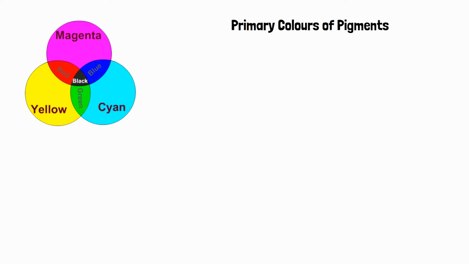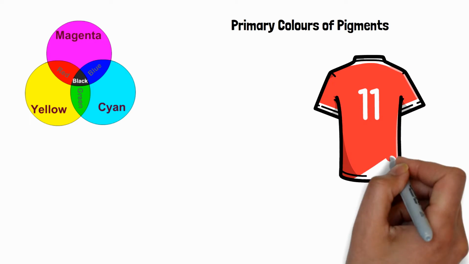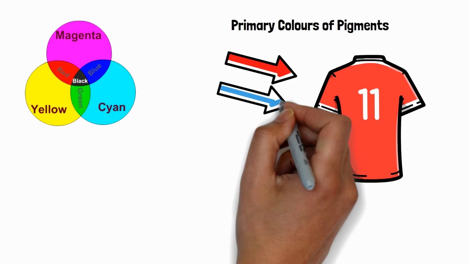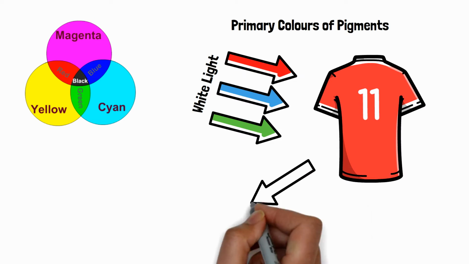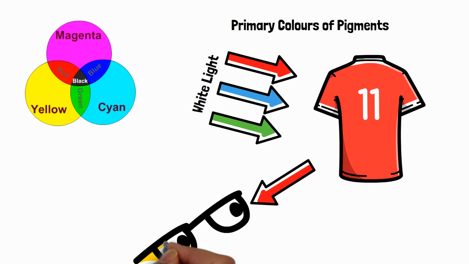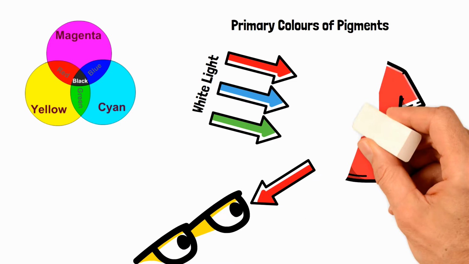Take a red shirt, for example. If all primary colors of light hit the red shirt, blue and green get absorbed or subtracted, and only red is reflected. This reflected red light is what hits our eyes to allow us to see the shirt as red.